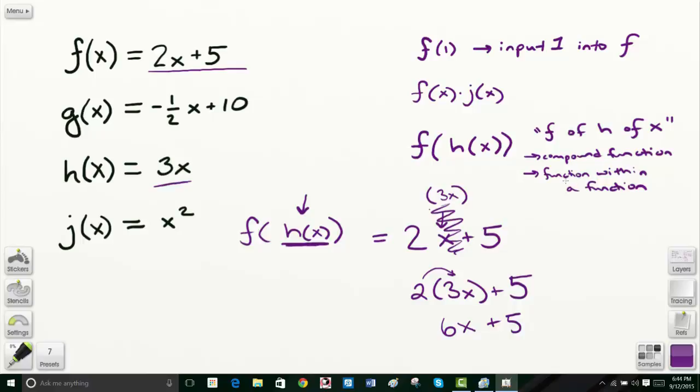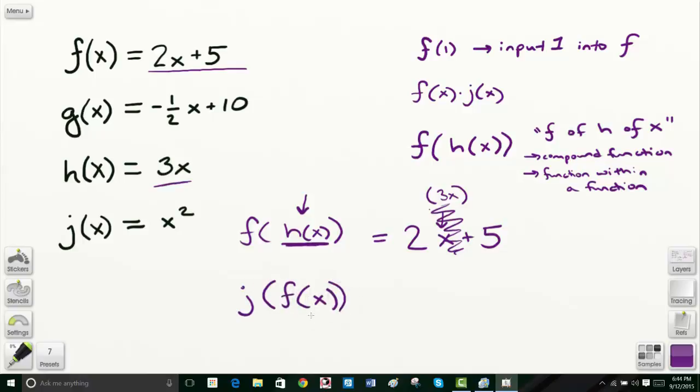Okay, so let's try another example. We just did f of h of x. I'm going to just erase part of it so that you can compare them. And let's see, what would be a fun function? How about we have the j function eat the f function. So how would I name this? It would be j of f of x. That's how you would describe this. J of f of x.